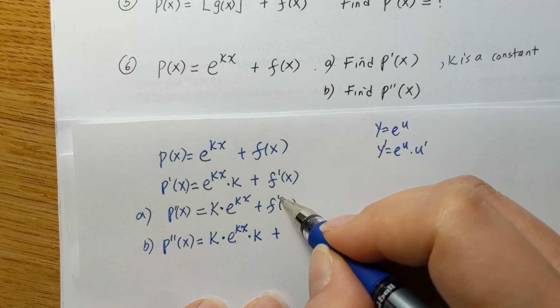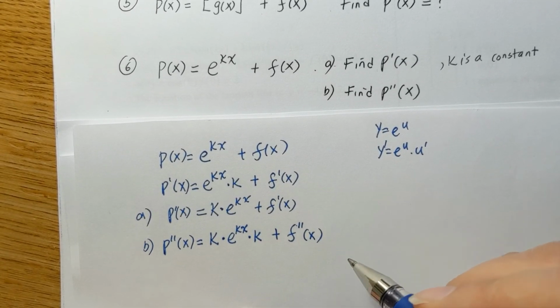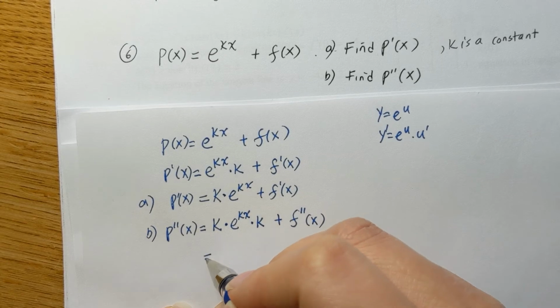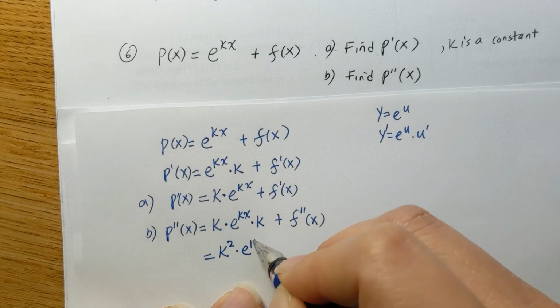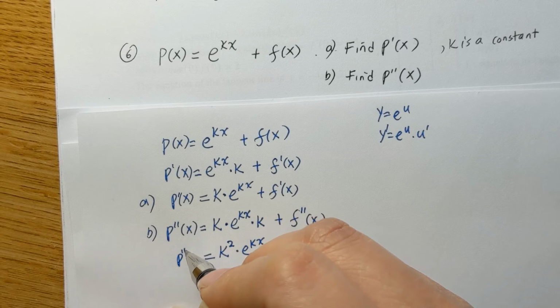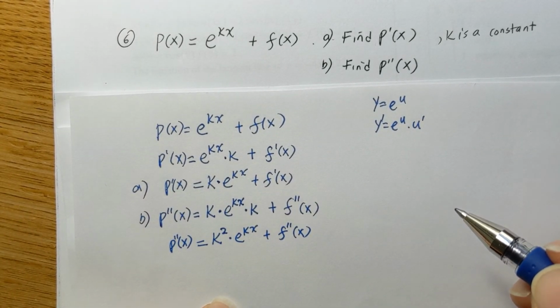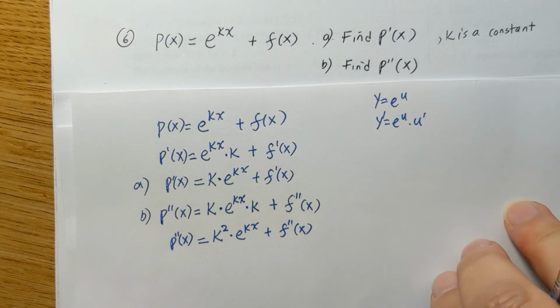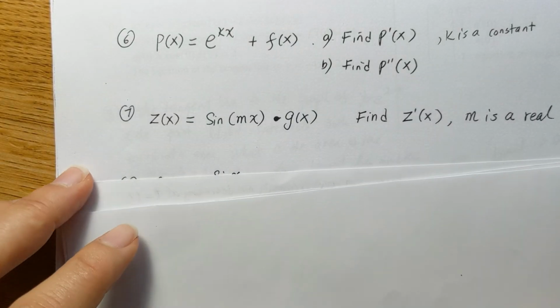What is the derivative of f prime? F double prime. So we found the answer. Of course, you can simplify a little bit. K times k will be k squared times e to the kx plus f double prime of x. So we finished question number 6. Let's go to question number 7.